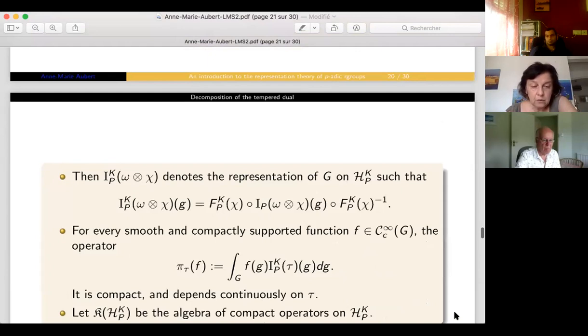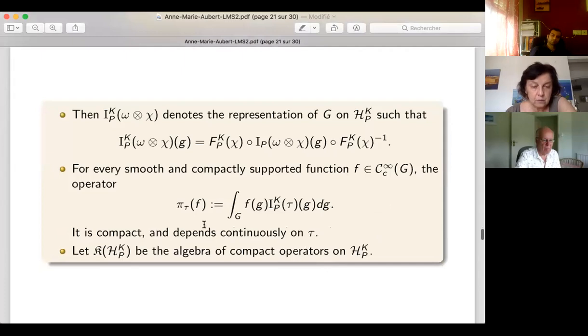And then we consider, as usual, the following operator, which is what we have already seen before. As for the Plancherel measure, the Plancherel formula, we take the integration of f of g times the parabolically induced representation of tau, but here we are looking at the compact picture, so it is the representation we just defined above. And then this operator is compact and depends continuously on tau.